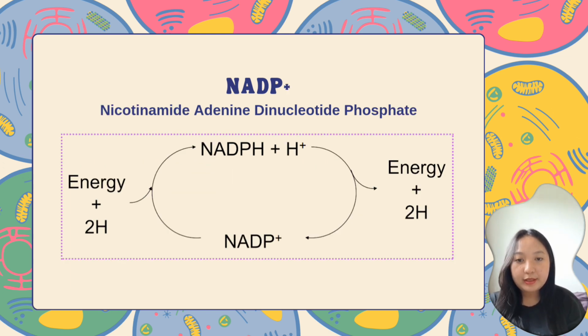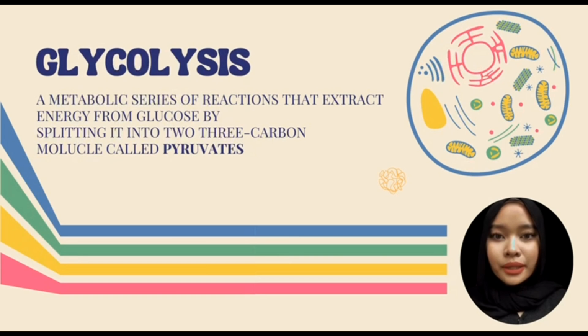NADP, or nicotinamide adenine dinucleotide phosphate, plays a crucial role in the light-dependent reactions of photosynthesis. It accepts electrons from photosystem 1 during the light reaction and is reduced to NADPH, which is used to convert carbon dioxide into carbohydrates during the Calvin cycle. NADP accepts electrons and protons from donor molecules in redox reactions. The reduction of NADP to NADPH involves the addition of two electrons and one proton, resulting in the formation of NADPH.